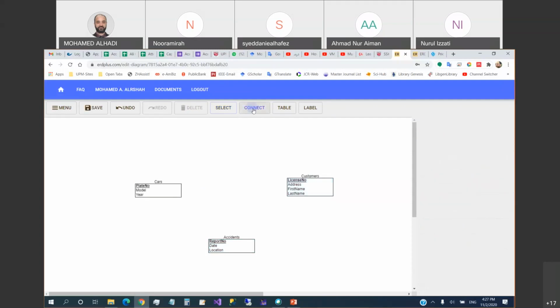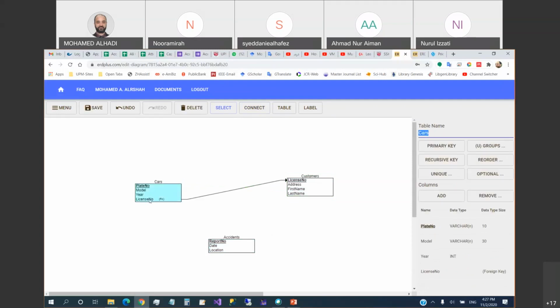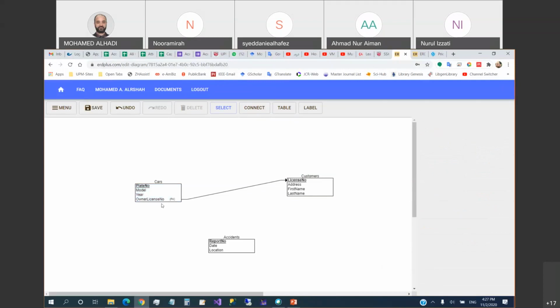The correct case is like this, from here to here. So the car depends on the customer. Here we can see that the license number is already inserted into the car's table because every car should have an owner. But this license number is supposed to be the owner license number, right? So the owner license number is supposed to come from the customer's table.